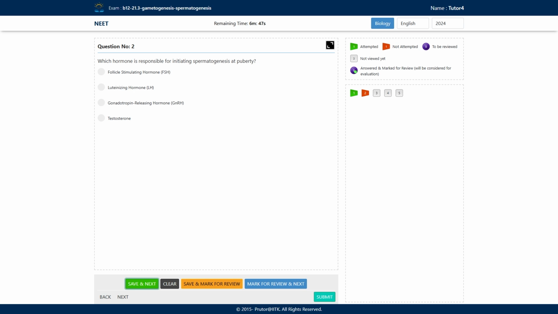The correct answer here will be option C and not D, testosterone. Testosterone, yes, it is involved in spermatogenesis. But here we will write gonadotrophic releasing hormone. This is the most appropriate answer here.